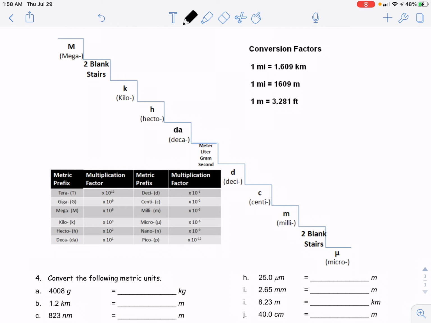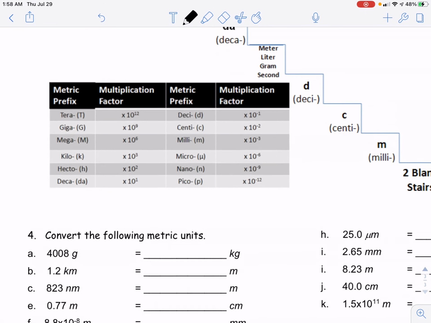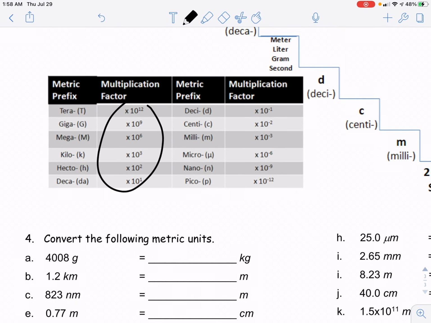Now, the staircase is designed for each factor of 10. So every stair you go up is one movement of the decimal place to the left. Every stair you go down is one movement of the decimal point to the right. Again, only the decimal point changes, not the values of the number. We also have a table here showing the multiplication factor that goes with each metric prefix.